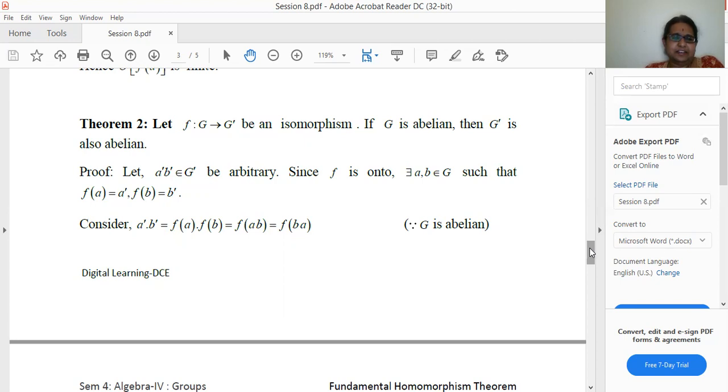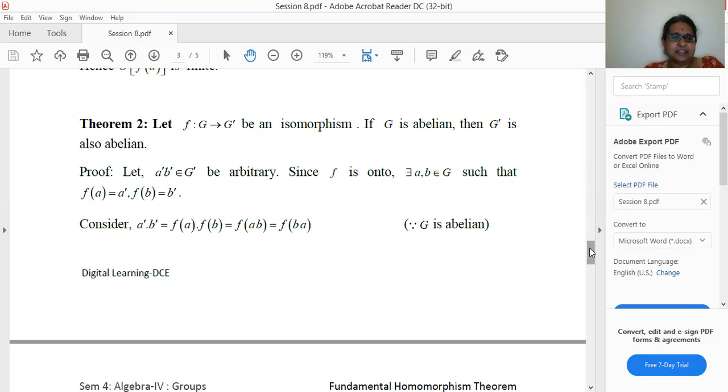With that, we have to go further. So we have taken two elements, a dash, b dash in G dash. And here f is 1-to-1 and onto. Since f is onto, for a dash, b dash belonging to G dash, there exist their pre-images. That is, there exist a, b which belong to G, such that f of a is equal to a dash, f of b is equal to b dash.